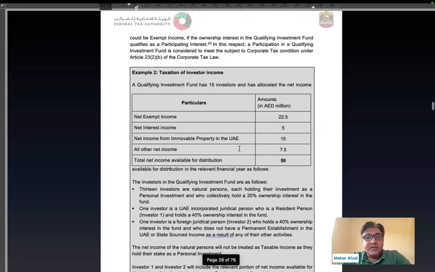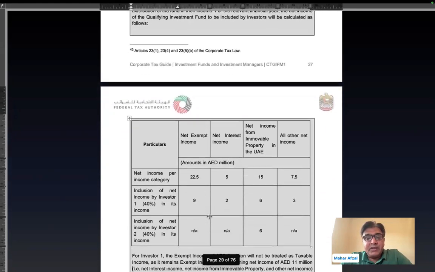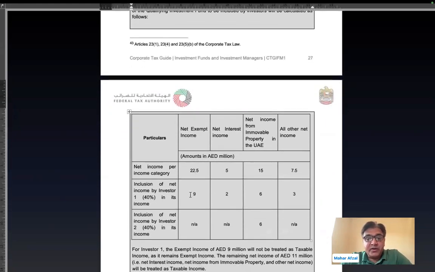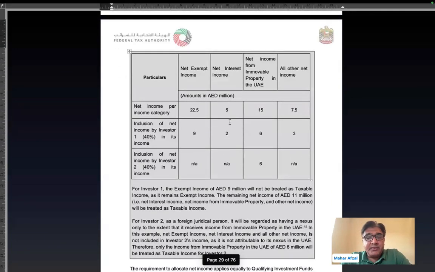For the 15 investors, their income has been classified into 4 categories: 22.2 is exempt income, interest 5, immovable property 15, other income 7.5%. There are 3 different types of investors. 13 investors are holding 20%. One is a UAE incorporated resident person holding 40%. Another investor is a foreign juridical person holding 40%. The same thing they have classified. This is the income classification, 40%, 40%, and then 40%, 2%, 6%. This is 40% of the total income.